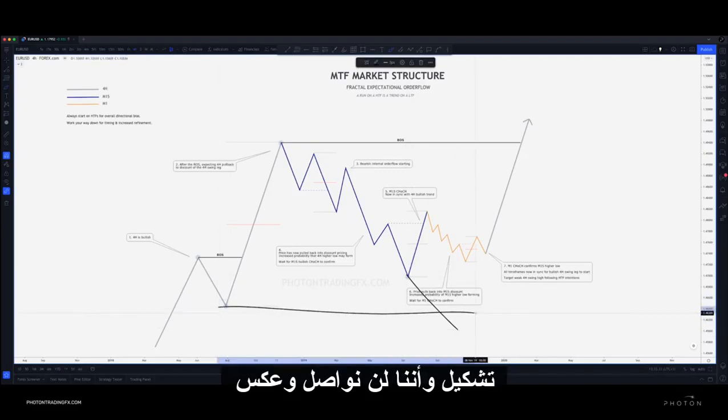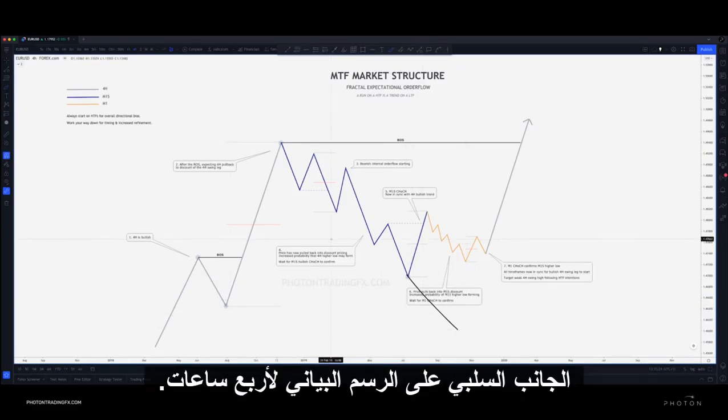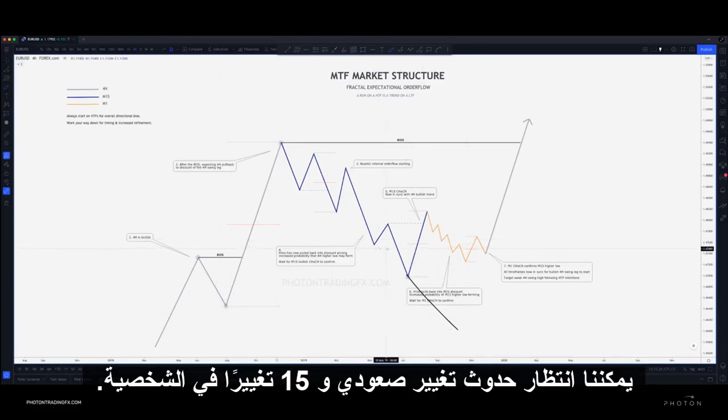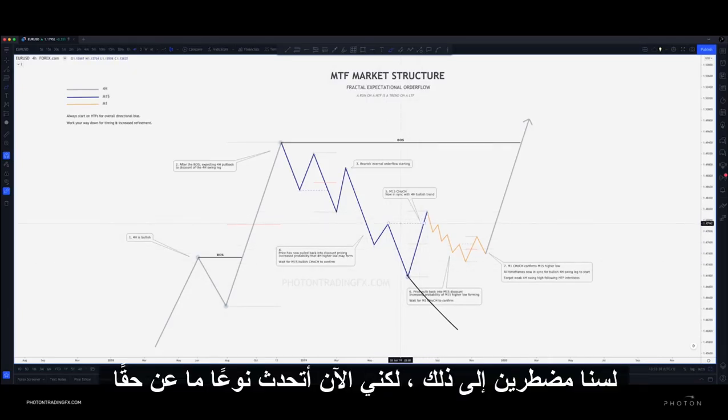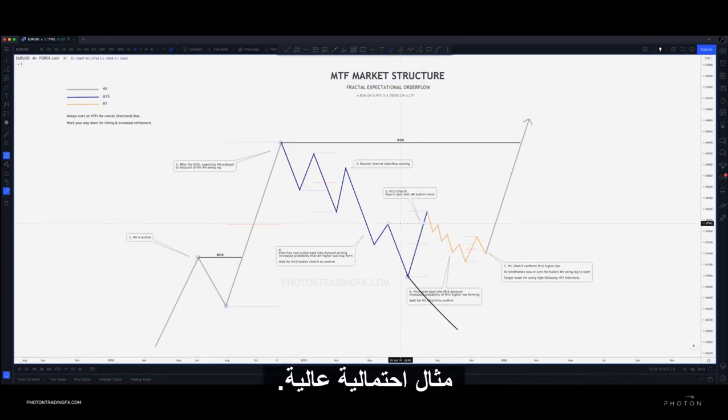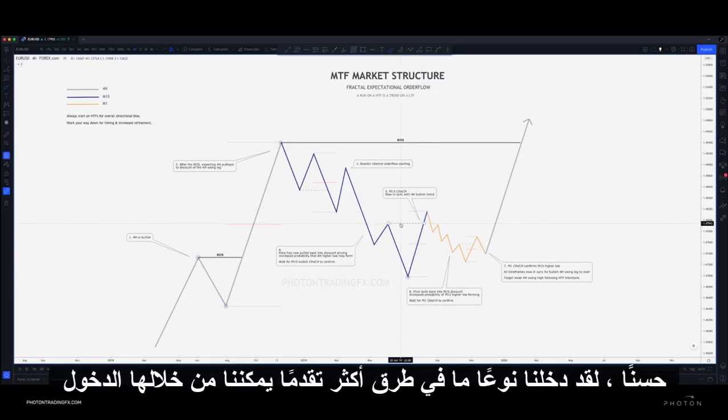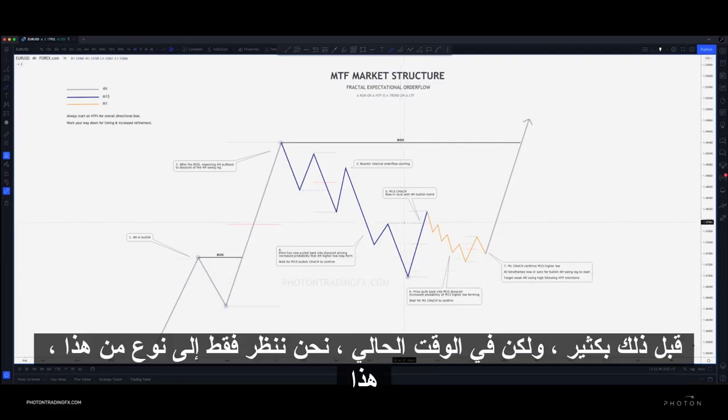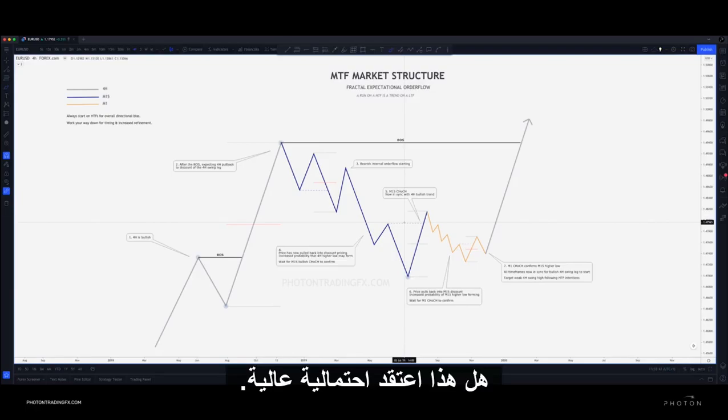Now, to give us increased confirmation that a higher low may be forming, and that we're not just going to continue and reverse to the downside on the 4-hour chart, we can wait for a bullish M15 change of character to occur. We don't have to, but right now I'm just talking about a really high probability example, okay? We'll get into more advanced ways in which we can get in much earlier, but for now we're just looking at this high probability utopian example in the markets, just so we understand the concept.